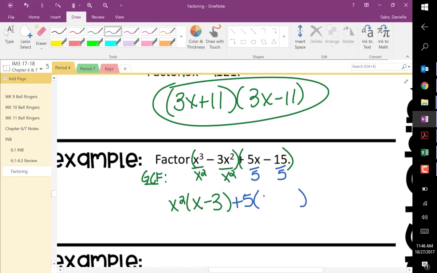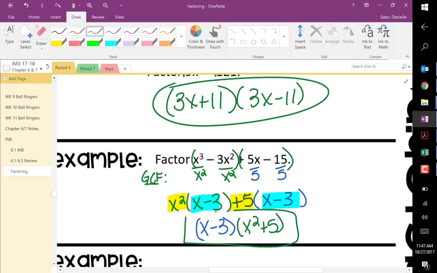I'm left with x. What's 15 divided by 5? 5. Careful. 3. 3. And this is what you should be happy about when you have the same thing inside. So use those 2 highlighters to help you out. You're going to pull out what's highlighted in blue, x minus 3. And what is left over is x squared plus 5. And we're done. Okay.